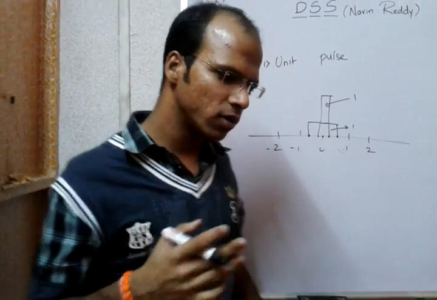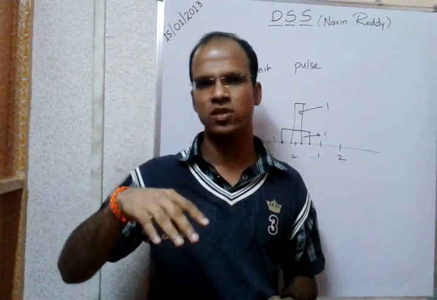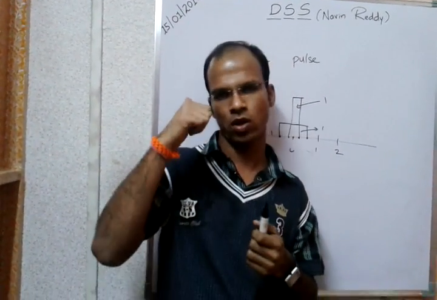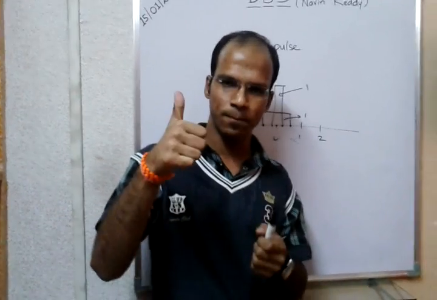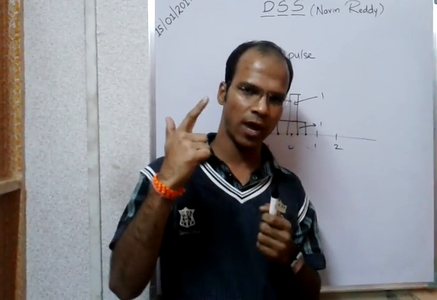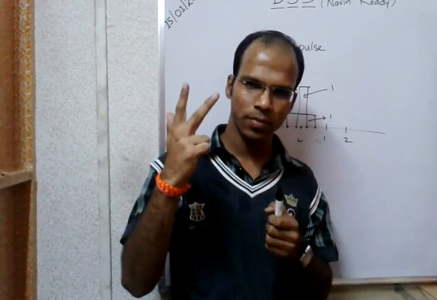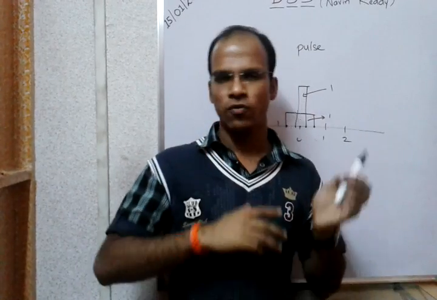We have seen the 4 different types of discrete signals or sequences: unit impulse, unit step, unit ramp and unit pulse. We will see the further session in the next video.